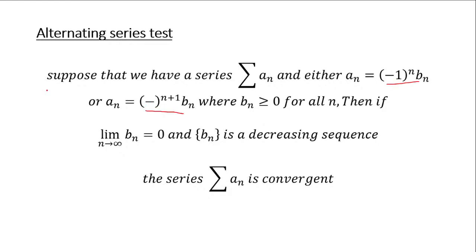Suppose that we have a series a_n, where a_n is either negative 1 exponent n times b_n, or negative 1 exponent n plus 1 times b_n, where b_n is greater than or equal to 0 for all n. Then when you take the limit as n approaches infinity and it is equal to 0, and b_n is a decreasing sequence, then the series will converge. So what you need to know is that when you get a question in an alternating form, it converges.